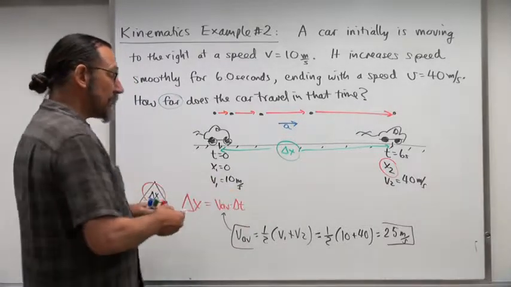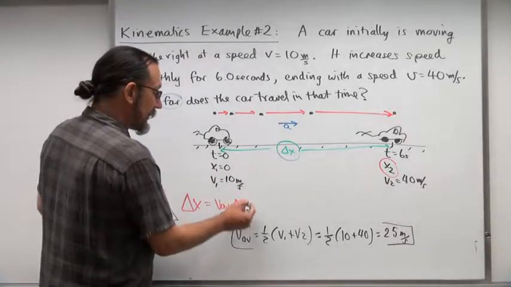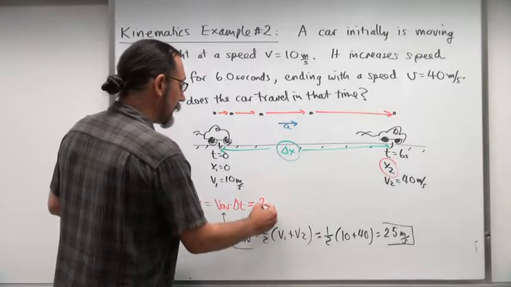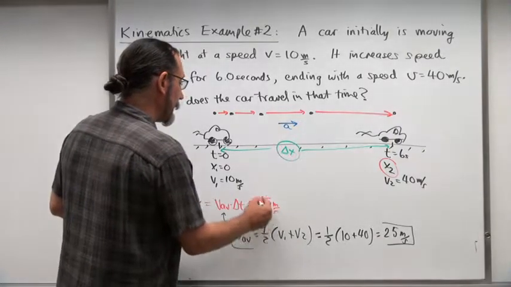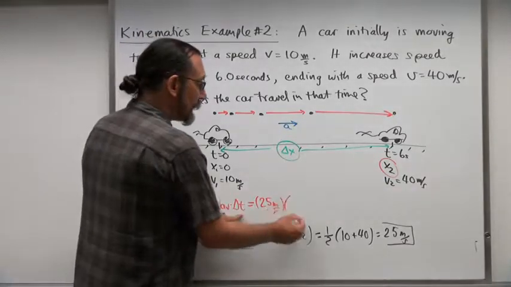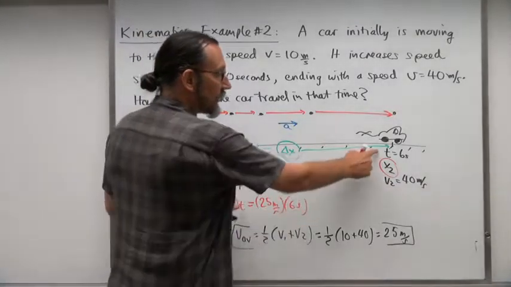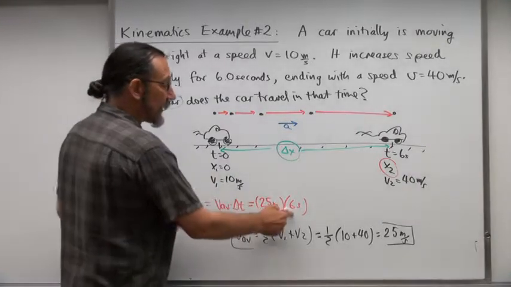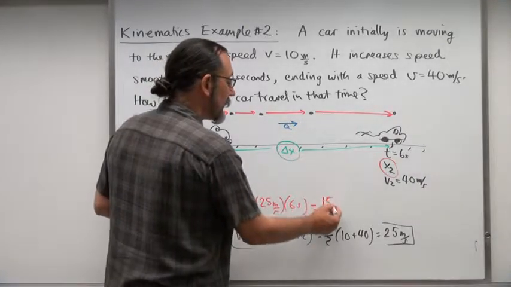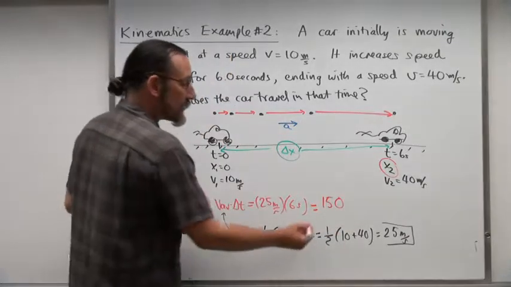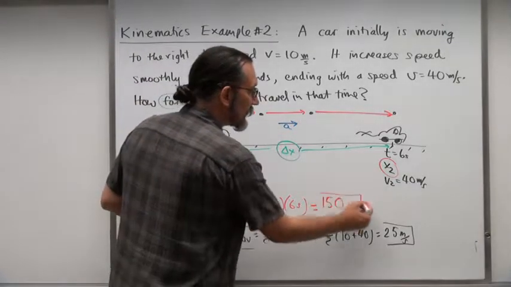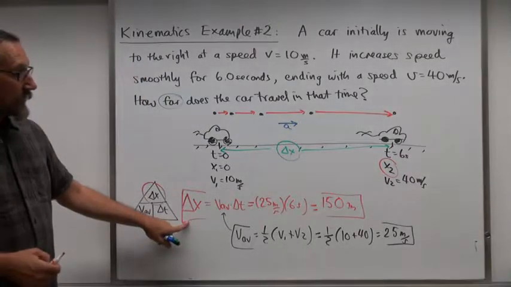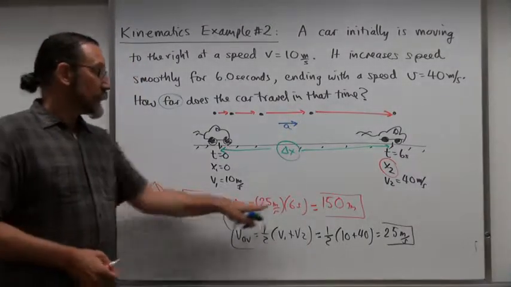So I'm going to take my 25 for the average velocity and plug it back into this equation. The time was 6 seconds. That was in the problem. And so I just multiply the numbers. 25 times 6 is 150. And the distance, since it's a distance, it must be in meters. And so I find that the distance that the car traveled was 150 meters.